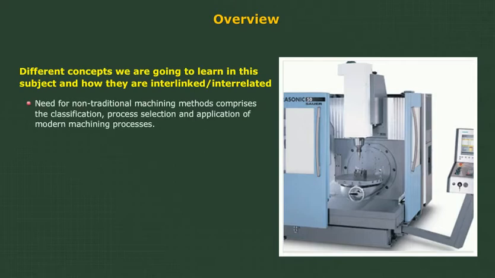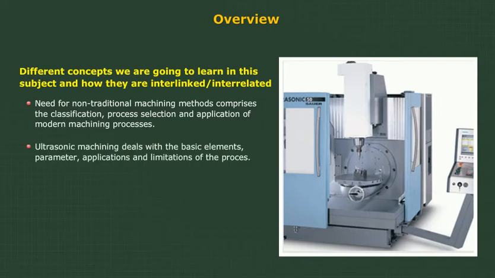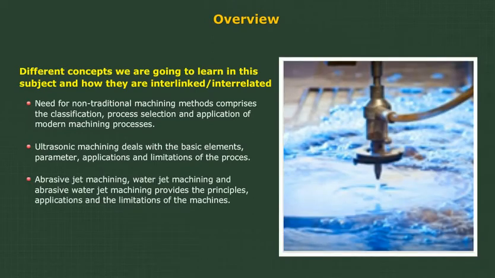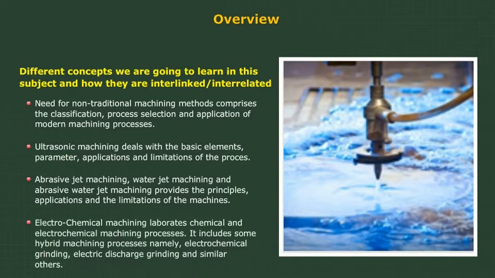Need for non-traditional machining methods comprises classification, process selection and application of modern machining processes. Ultrasonic machining deals with basic elements, parameters, applications and limitations of the process. Abrasive jet machining, water jet machining, and abrasive water jet machining provide the principles, applications, and limitations of the machines. Electrochemical machining elaborates chemical and electrochemical machining processes. It includes some hybrid machining processes, namely electrochemical grinding, electric discharge grinding, and similar others.